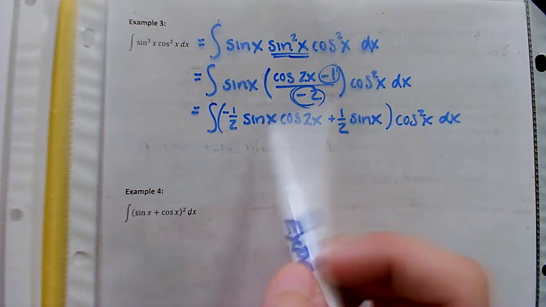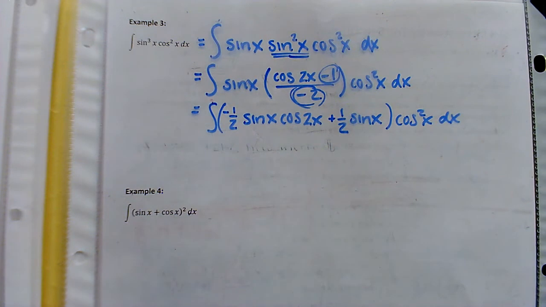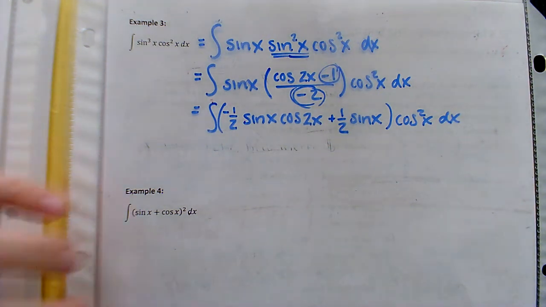So technically we'd have to distribute in the cosine squared. Do you think it's getting more complicated for us? It looks like it? Okay, so maybe we'll abandon ship.